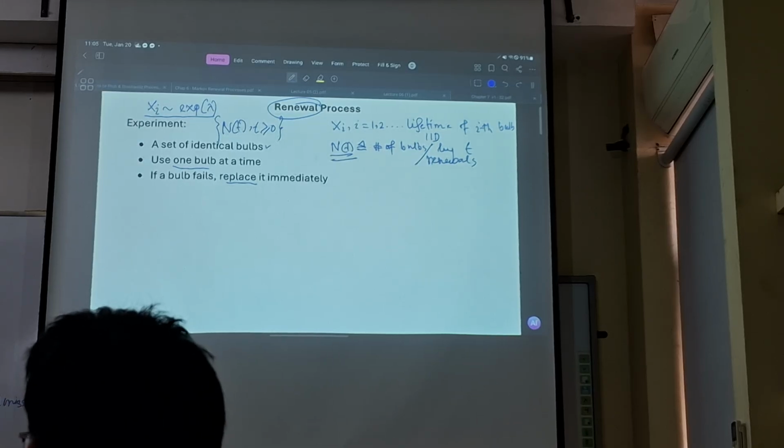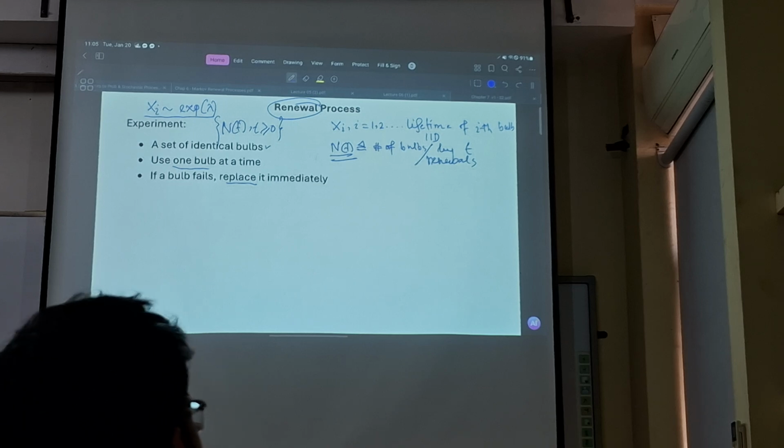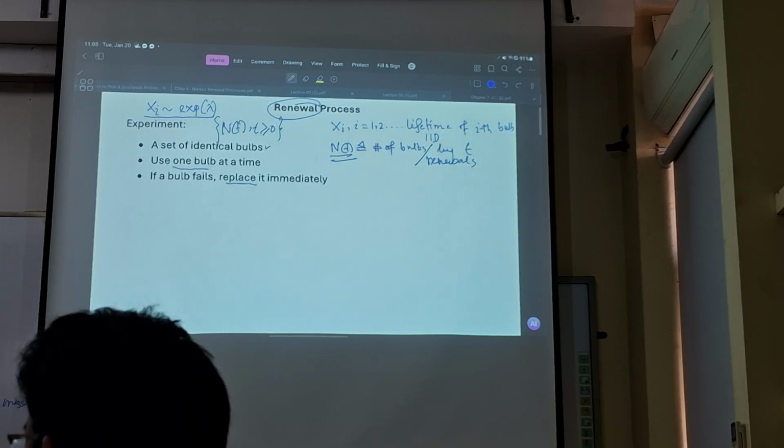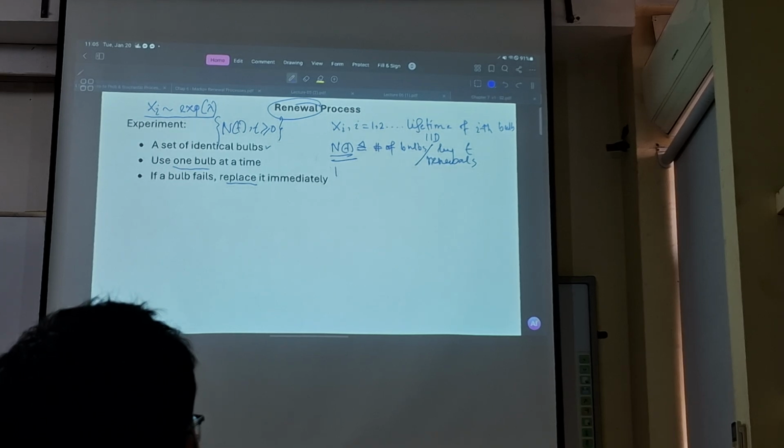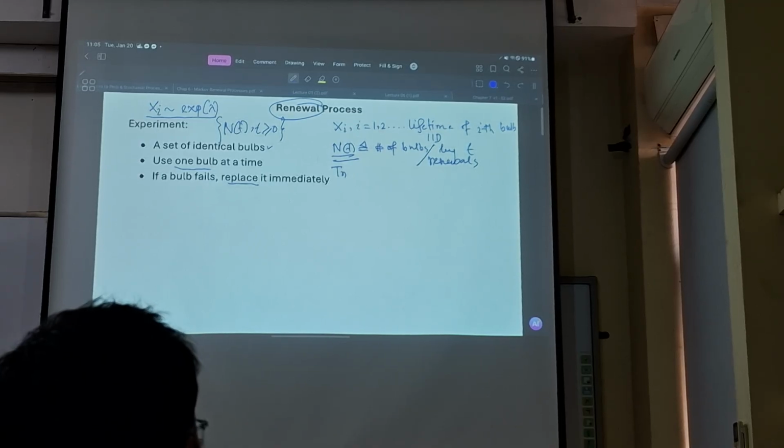And N(t) represents the number of renewals up to time t. This is clear. And we have one more variable, T sub n.